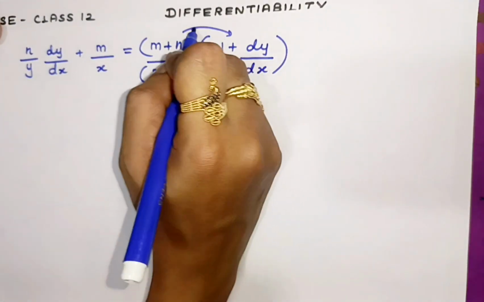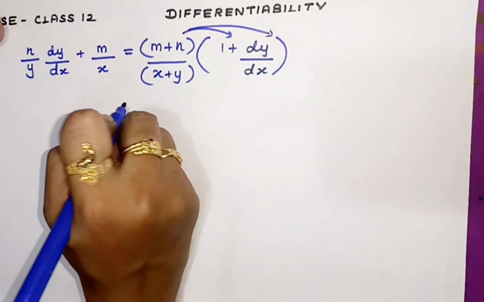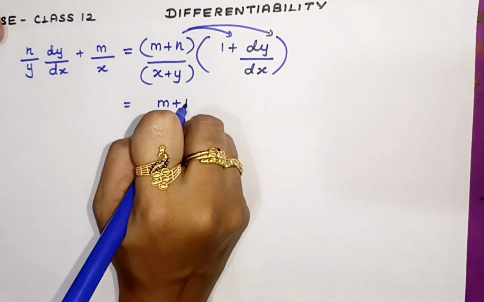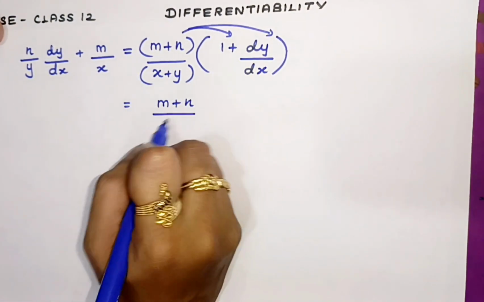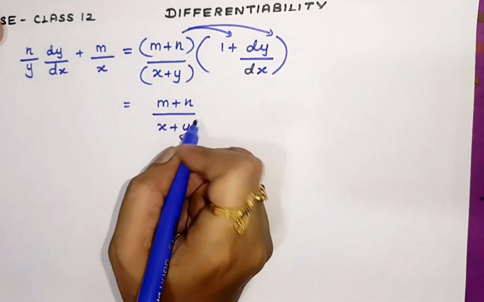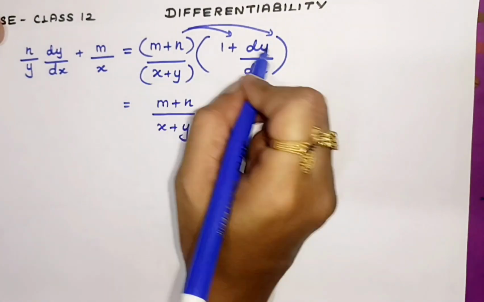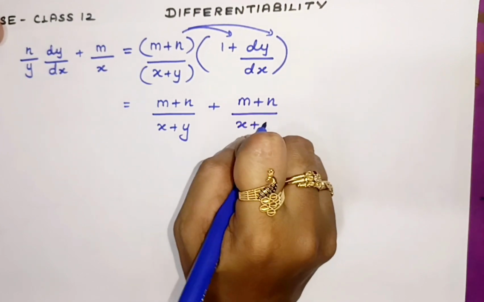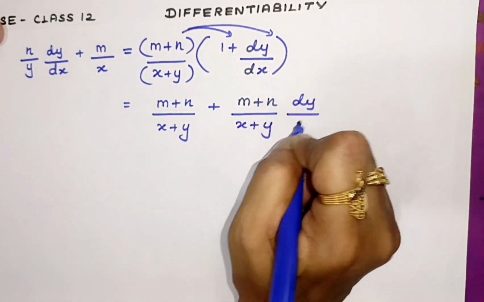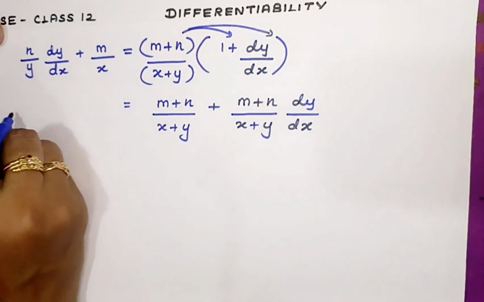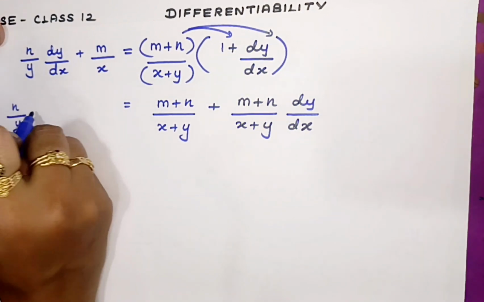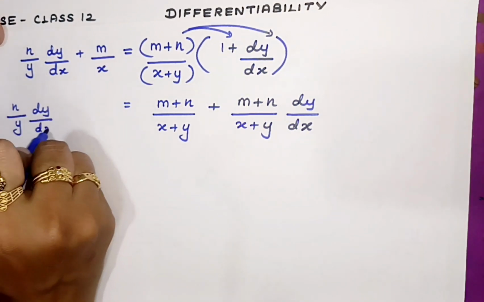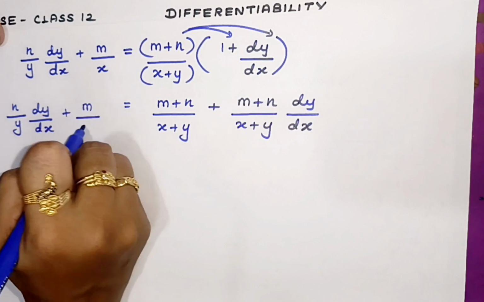So I am going to multiply the terms inside the bracket. So we will get m plus n into 1 is m plus n divided by x plus y. This will not change. Plus, I am taking this term to the multiplication. So m plus n by x plus y into dy by dx we will get. In the left hand side all the terms remain as they are: n by y into dy by dx plus m by x.